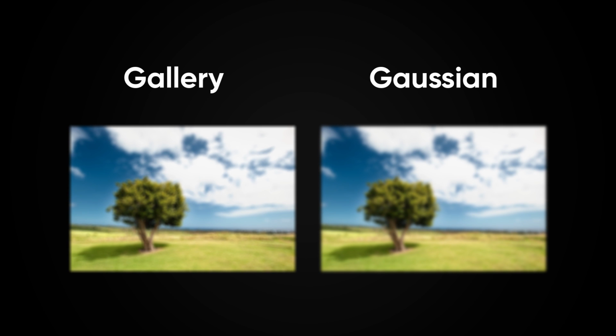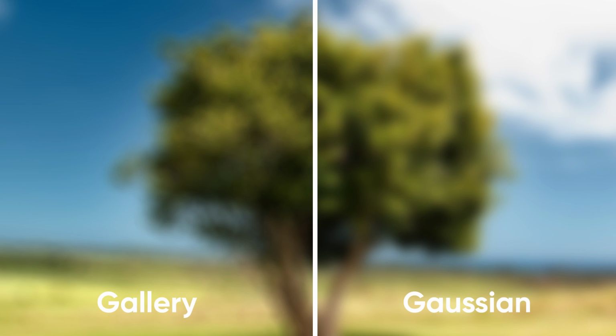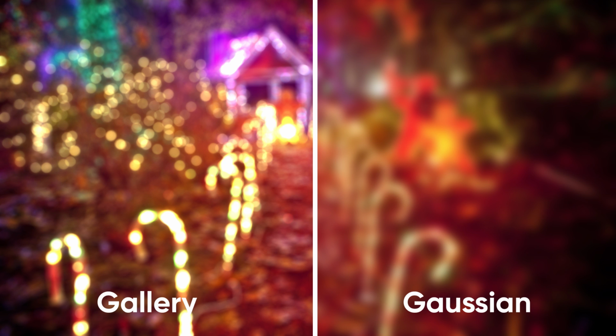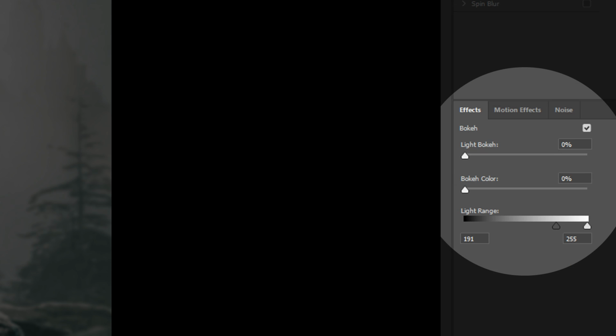Now you might wonder, why is this so much better than Gaussian blur? Here's why. So on the left we have blur gallery and on the right we have Gaussian blur. Gaussian blur is kind of a plain neutral blur, but blur gallery simulates the effect that you see in real life when something is out of focus. For instance, bokeh is a good example. Blur gallery has a bokeh option right here. Gaussian blur just completely destroys light in an image.